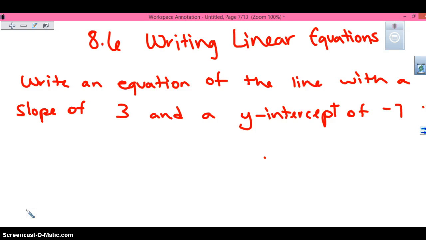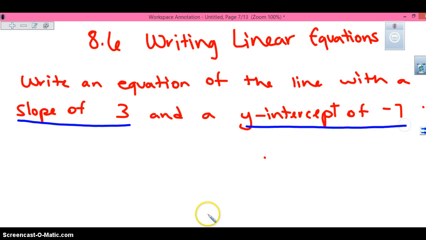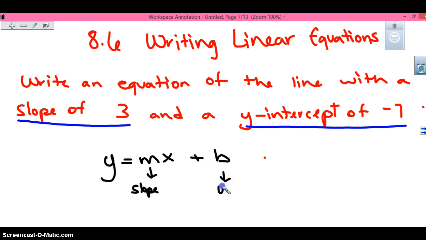So today we're writing linear equations. If we have to write an equation of the line with a slope of 3 and a y-intercept of -7, we have to remember the equation y equals mx plus b, which is slope-intercept form, where m is the slope and b is the y-intercept.